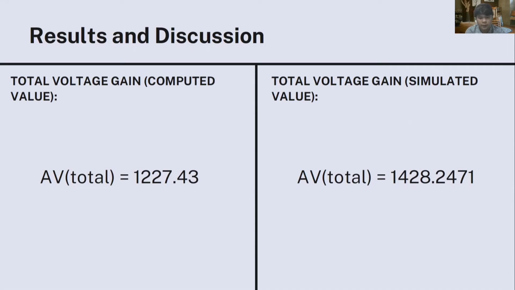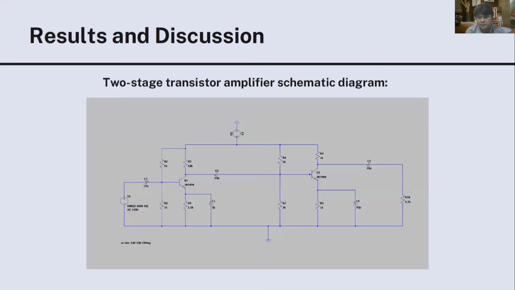Our group believed that the discrepancy between the simulated and computed values is caused by the beta value of the 2N3904 BJT transistor. The discrepancy occurred because our group used the transistor's approximate maximum beta value of 300, and as we know, using rounded off values could affect the total voltage gain in the manual computations.